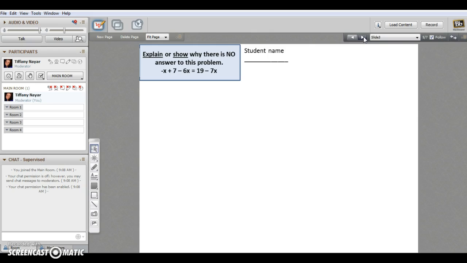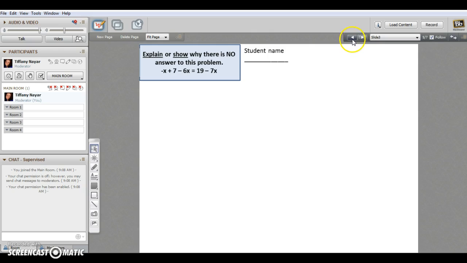So they could either write out the sentence that says the x's disappear or the x turns into 0, or they could show how the variable disappears because you end up subtracting x from both sides, or adding 7x to a negative 7x. In either case, the x's go away and then you have constants that are not equal to each other. If they say any part of this, then they would get the credit for it and have an idea of what the concept is, or be able to explain what the concept is.